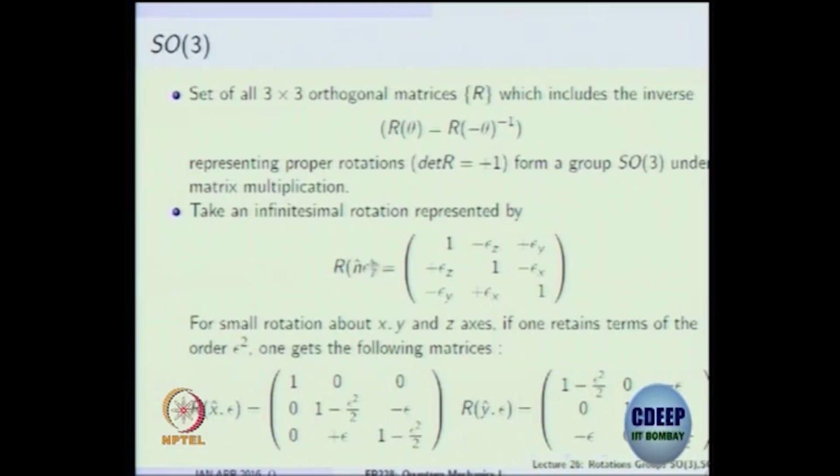You can take an arbitrary axis and look at an angle which is infinitesimal, whose magnitude is epsilon. You can write n hat times epsilon as epsilon x Ex plus epsilon y Ey plus epsilon z Ez, and you can write compactly for an infinitesimal, in the sense that I do not want to keep anything higher than order epsilon. I do not want to keep epsilon squared, epsilon z epsilon x. I do not want to keep anything higher because they are already very small. Keeping only linear terms in epsilon, this is the most compact matrix you can write.